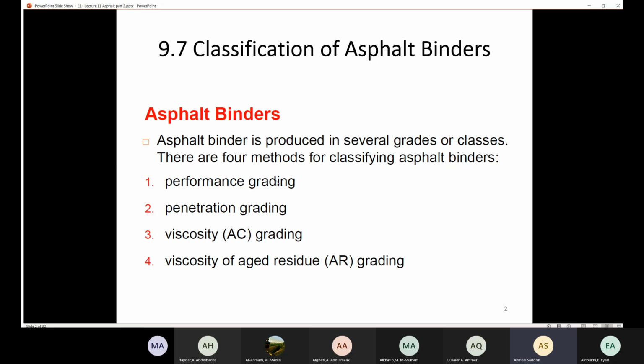We have the performance grading, the PG. This method is going to depend on the performance only, and we have the penetration grading. This method depends on the penetration test mainly, and we have the viscosity grading. This one is going to depend on the viscosity, and we have the viscosity of the aged residue. Last time we talked about the penetration grading.